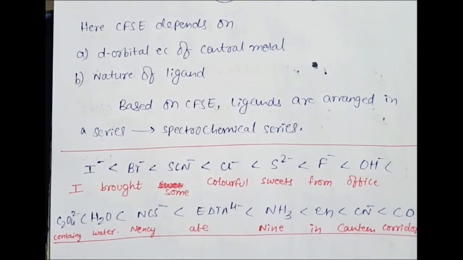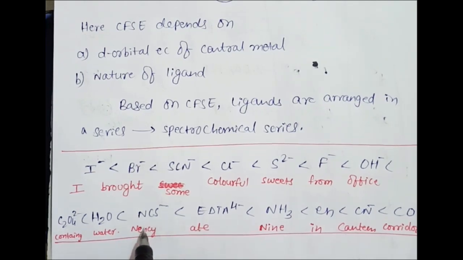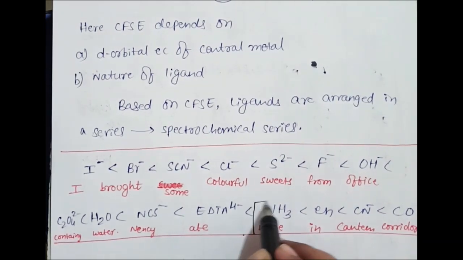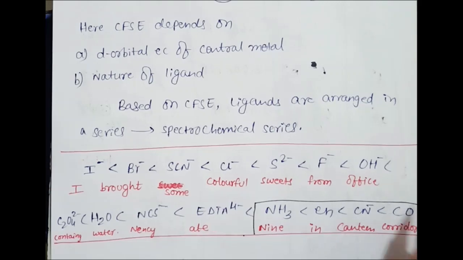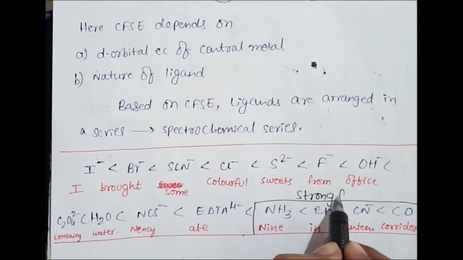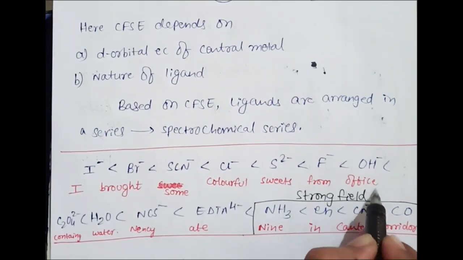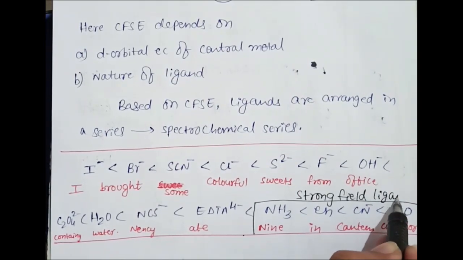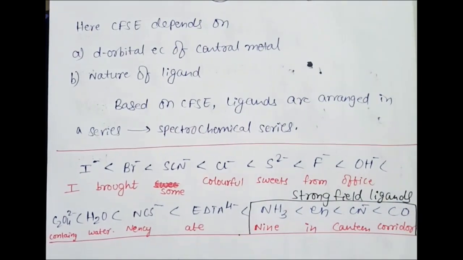So the ligands which come after water, like NCS minus, EDTA, are called strong ligands. Especially these four are called strong field ligands, and all the remaining ones are called weak field ligands. Understood this spectrochemical series? I think you can remember it now easily.